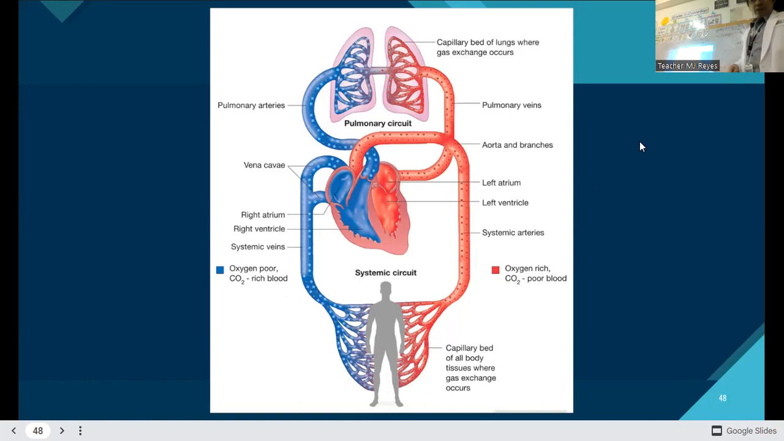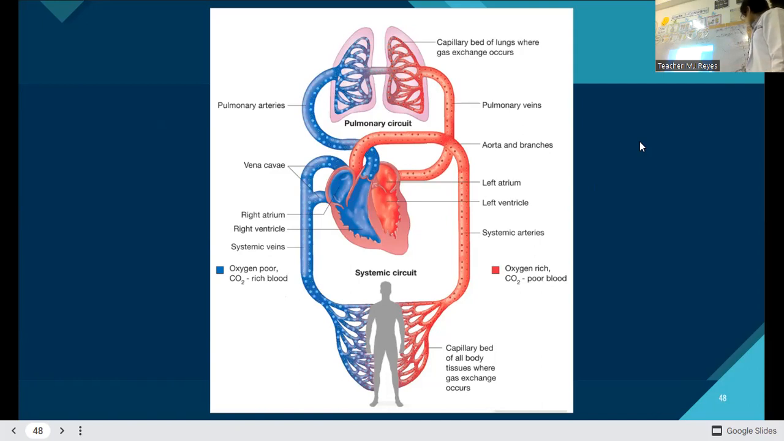Usually, I incorporate this with a set of letters. Inferior vena cava is IVC. Superior vena cava is SVC. Right atrium is RA. Tricuspid valve is TV. RV is right ventricle. Pulmonary valve is PV. Pulmonary artery is PA. This is in order for us to memorize it easily.